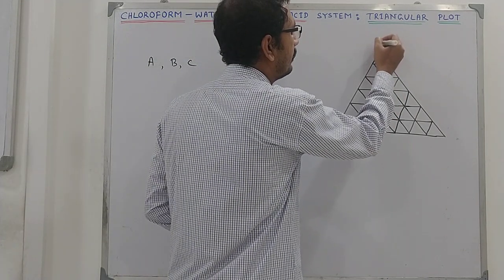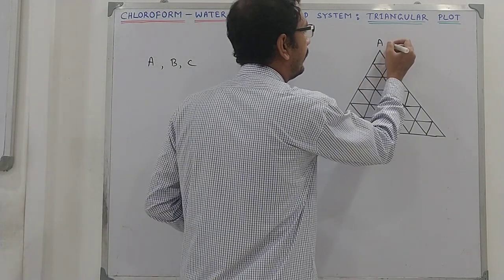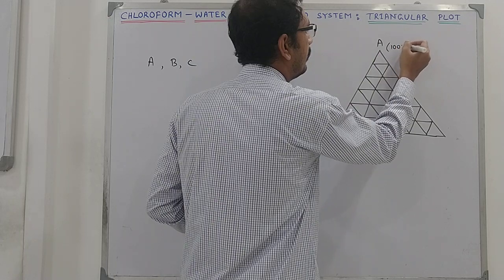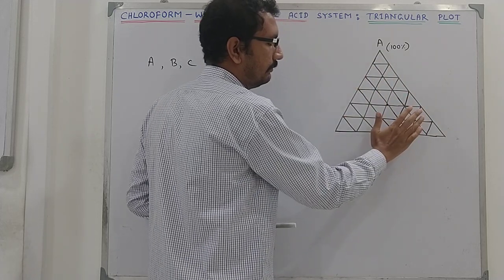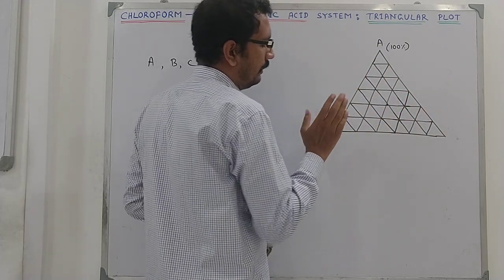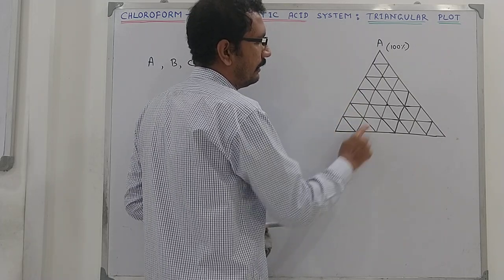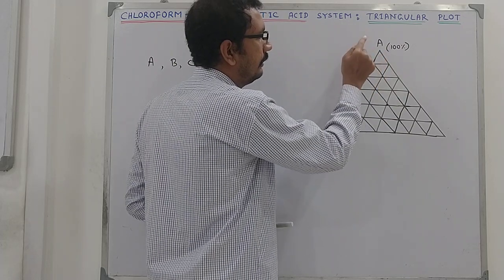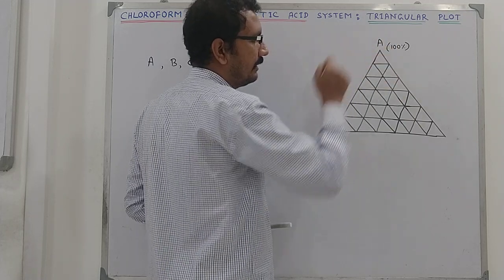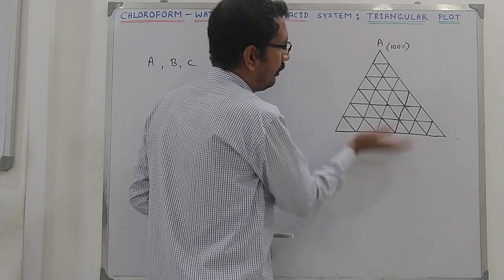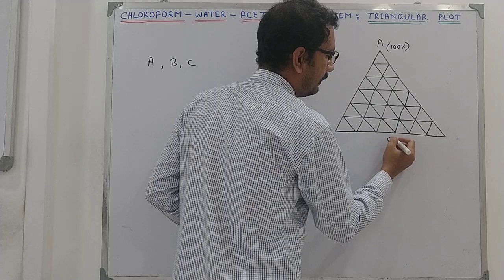Now this apex will symbolize A, and it is pure A, that is 100% A. Now this is an equilateral triangle. You have to consider an equilateral triangle first, and this apex will represent one component, that is A, but in pure form, that is 100%. And the baseline opposite this apex will correspond to 0% A.